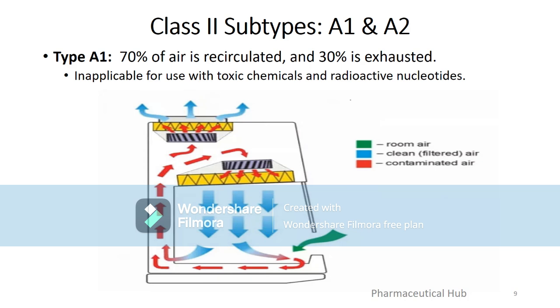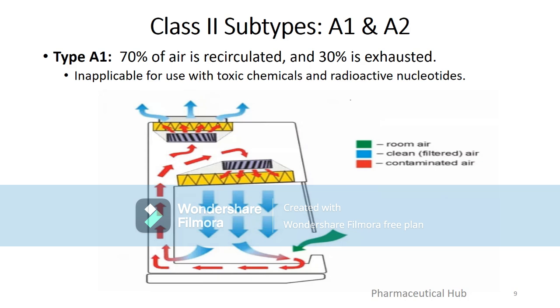Inapplicable for use with toxic chemicals and radioactive nucleotides. Type A2 also recirculates 70% of air and exhausts 30%. It permits the use of radionucleotides and toxic chemicals if connected to an external exhaust system.